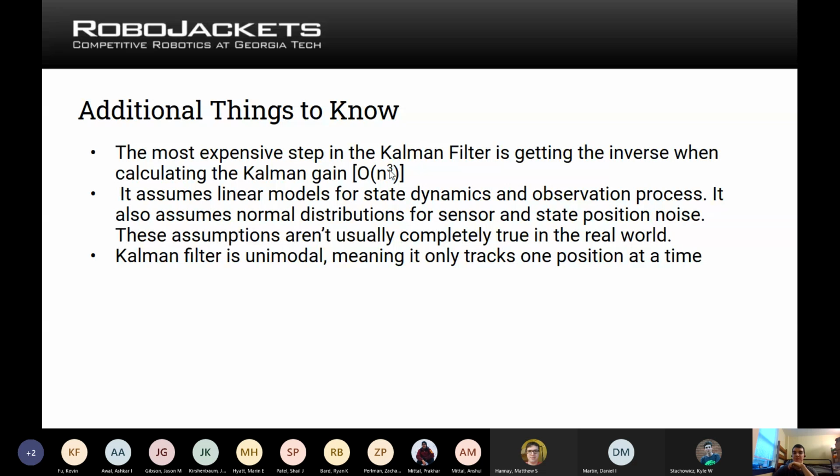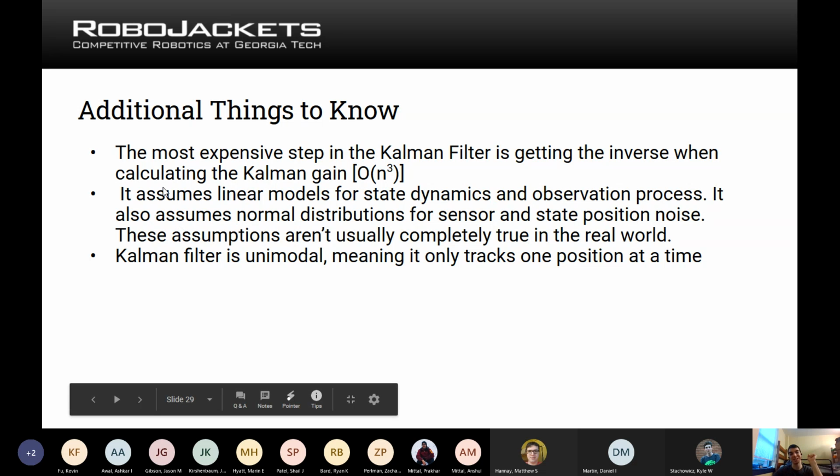There are optimizations. Sometimes they'll sparsify the matrix, which means they basically put in a bunch of zeros for all the small values, and then they can get that down to about O of n to the 1.5. But no matter what, it's still the most expensive step of the calculation.